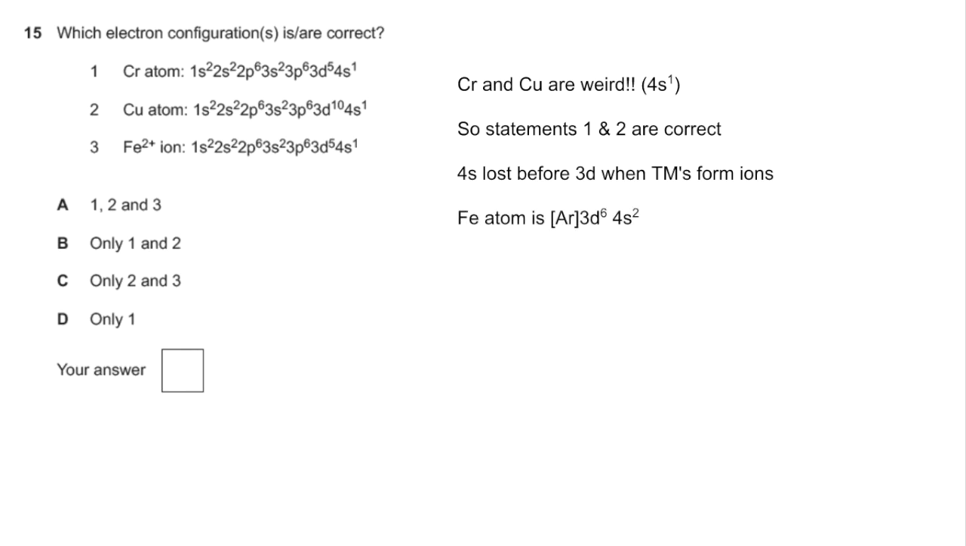So the iron atom is argon 3d6 4s2. So that means the Fe2+ ion is going to lose those 4s2 electrons, and is argon 3d6. So statement 3 is wrong, it's incorrect. So therefore the answer was B. Only 1 and 2 are correct.